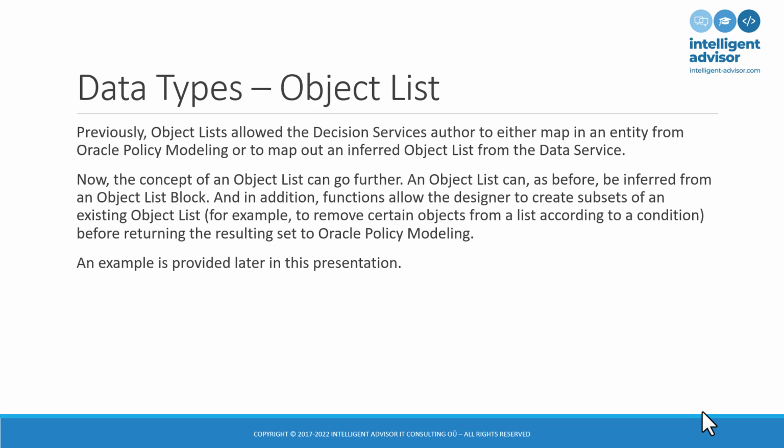An object list can, as before, be inferred from an object list block. But in addition, we now have a function, or I should say functions, allowing the designer to create a subset of an existing object list and then to perform interesting tasks on an object list. An example of these 3 functions is provided later in this presentation.